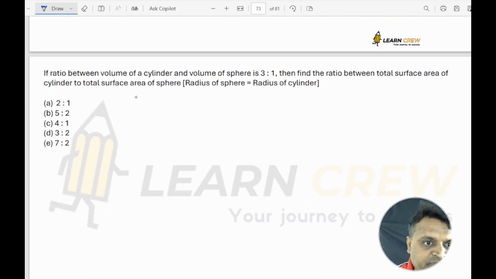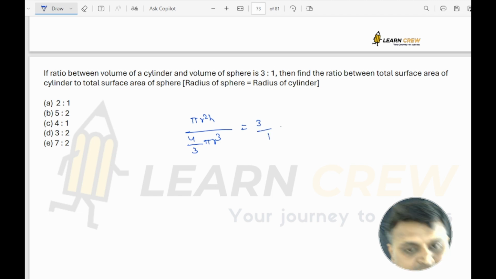Next, the ratio between volume of cylinder and volume of sphere. Volume of cylinder is pi r square h. Volume of sphere is 4/3 pi r cube. It is given as 3:1. From this, pi cancels, r square will cancel, and 1 r will remain. So this will become 3/4. 3 cancels, so I get h by r as 4:1. So h is equal to 4r.